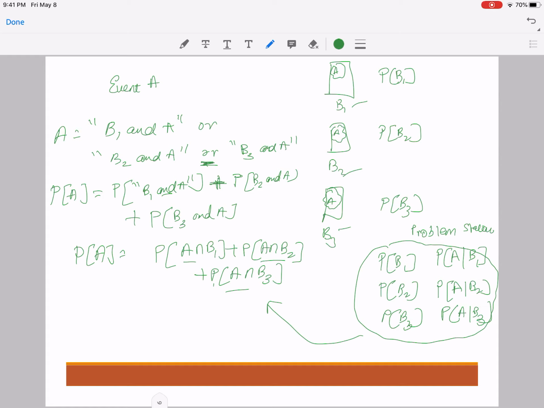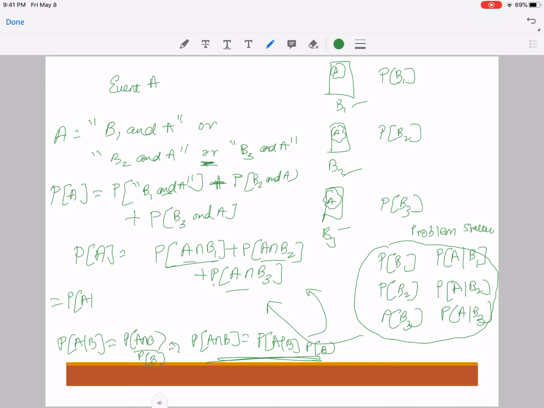Now, based on the conditional probability formula, you have the probability of A given B as the probability of A intersection B over the probability of B, which implies that the probability of A intersection B is equal to the probability of A given B times the probability of B. Using this form, I can substitute it in this equation. So the very first term, I can write as the probability of A given B1 times the probability of B1. The second term, I can write as the probability of A given B2 times the probability of B2, plus the probability of A given B3 times the probability of B3.